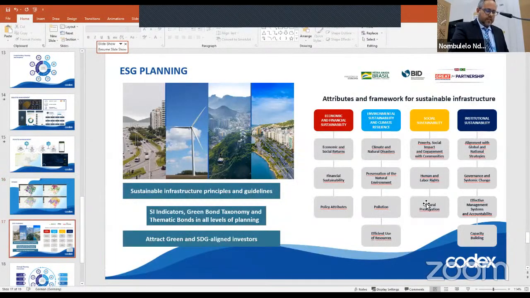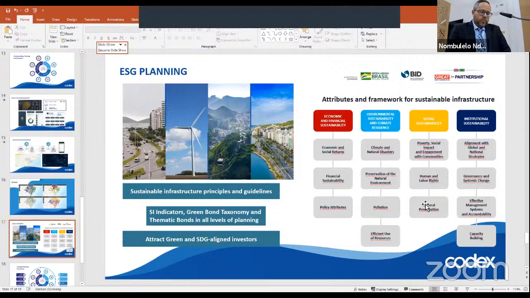And the ESG planning is this. I talked earlier about the observatory, but I return just to end this presentation. The central objective of the observatory is to promote the development of sustainable infrastructure in the country, with a view to attract investments through the implementation of a framework proposed by the Inter-American Development Bank.